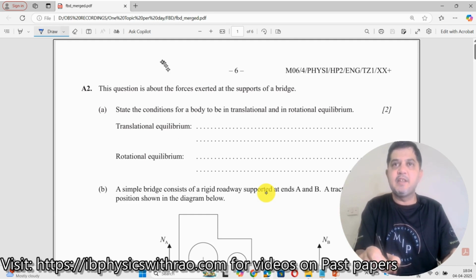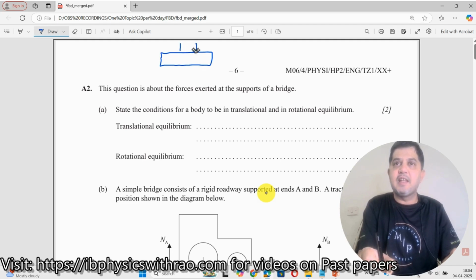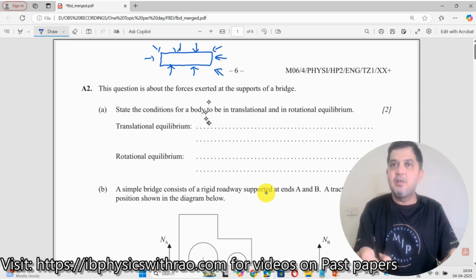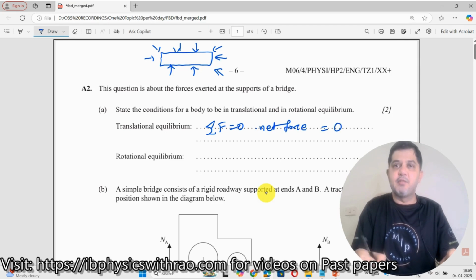Translational equilibrium means when you have an object and you are applying a force in every direction. You are applying a force like this, like this, like this over here, or maybe here, everywhere you are applying, but the object does not move. When does the object not move? When the net force is equal to 0. So you should write it as: translational equilibrium is an equilibrium wherein the net force acting on an object is equal to 0. Now, what do you mean by rotational equilibrium?